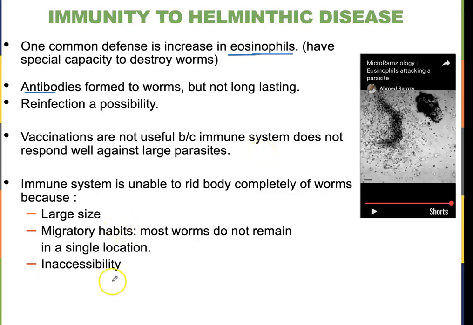So the immune system is unable to rid the worms from the body because they're so big. Sometimes worms move around, they don't stay in one location, and they can be somewhat inaccessible to the immune system. So if they're hanging out in a cavity, for example, your immune system is in your blood, it's in your fluids, it's within the walls of your body. But if the worm is sitting in the lumen, there is no immunity there in that space. So it's inaccessible to the immune system.